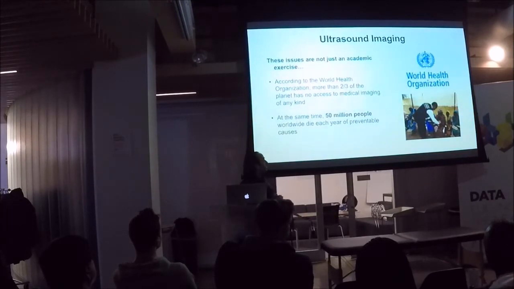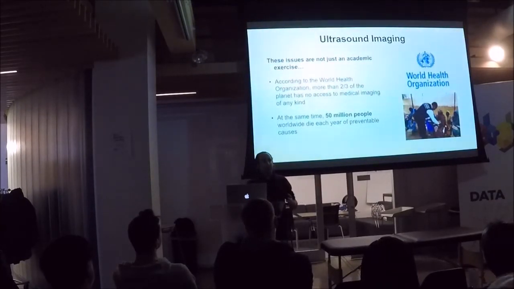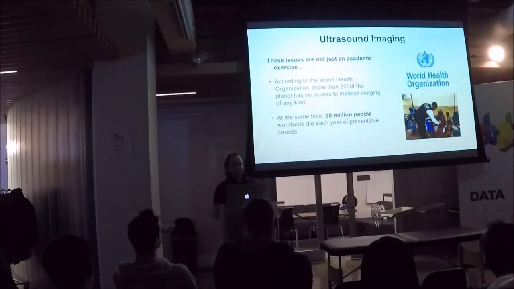One WHO report suggested that 50 million people die every year from preventable causes. So these are certain things like, let's say a woman is giving birth and the baby is positioned the wrong way. So these are things that are very treatable. We can only image the patient and understand what is going on inside.